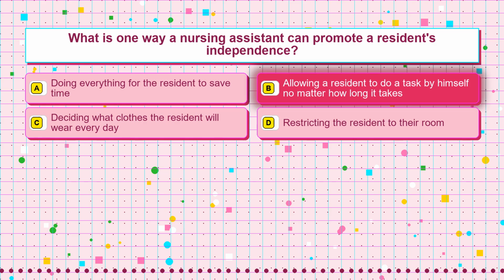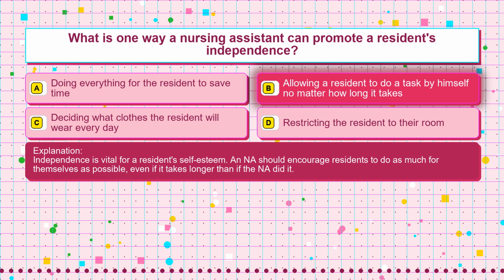The correct answer is option B, allowing a resident to do a task by himself no matter how long it takes. Independence is vital for a resident's self-esteem, and the NA should encourage residents to do as much for themselves as possible, even if it takes longer than if the NA did it.